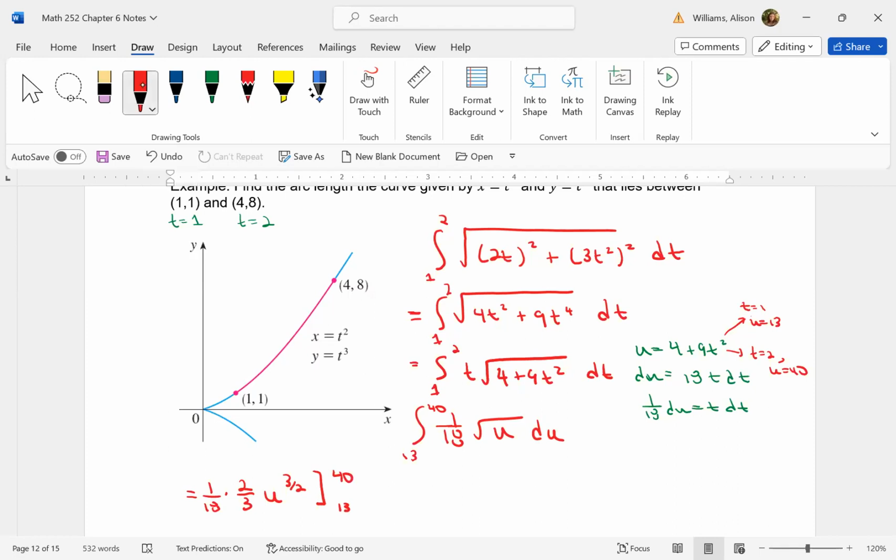And I can already kind of tell this isn't going to simplify very much. Okay, but the 2/3, 2 goes into 18, gives me a 9. So 1/27th. And then 40 to the 3/2. Actually, 3/2 is the square root cubed. So it would be the square root of 40 cubed minus the square root of 13 cubed.